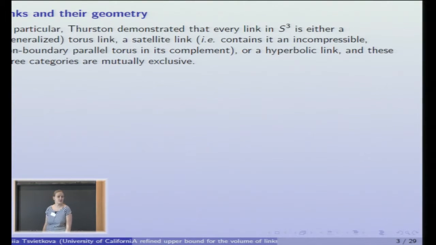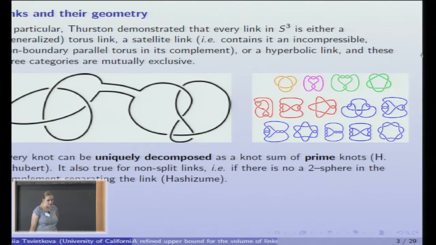So let's look at some simple things first. Of course, Thurston demonstrated that every link in S3 is either a torus link, or a satellite link, so it contains an incompressible non-boundary-parallel torus, or is a hyperbolic link. And moreover, these three categories are mutually exclusive. And every knot can be uniquely decomposed into a sum of prime knots. This was shown a long time ago by Schubert, and Hashizume generalized this to non-split links, so if there is no two-sphere in the complement separating the link.